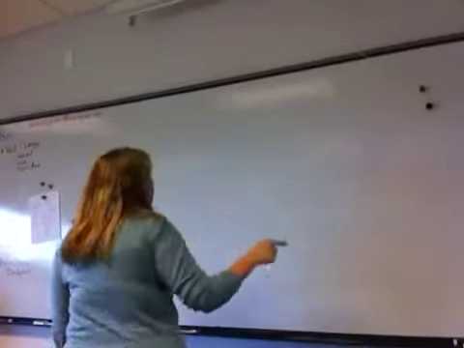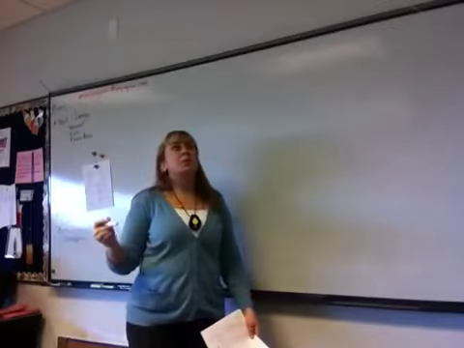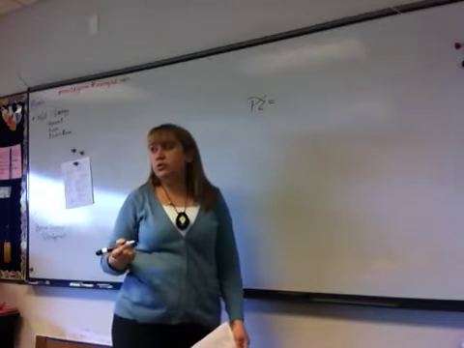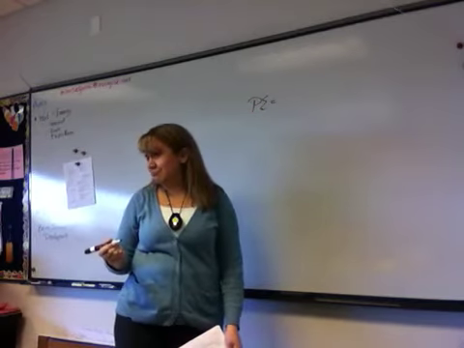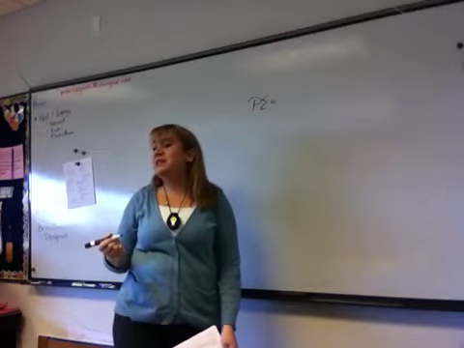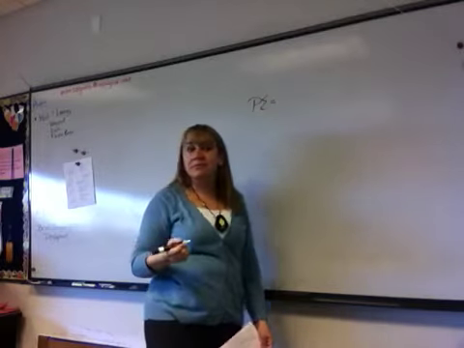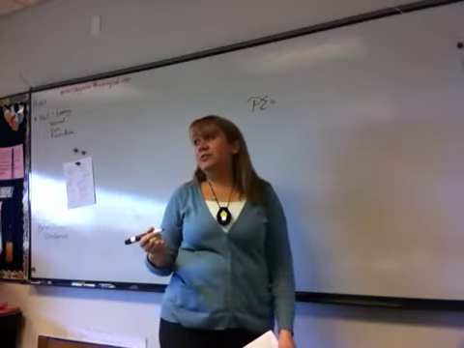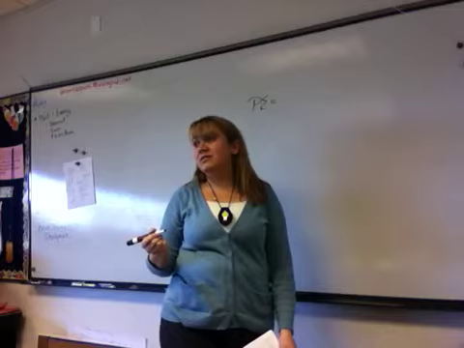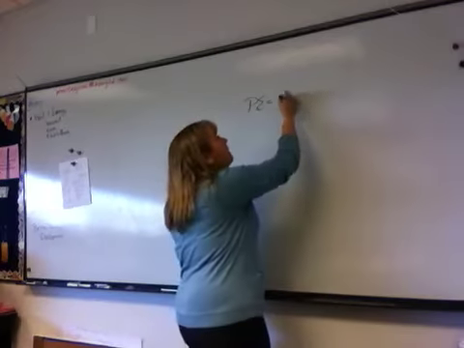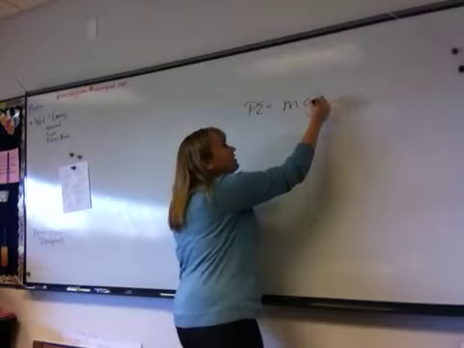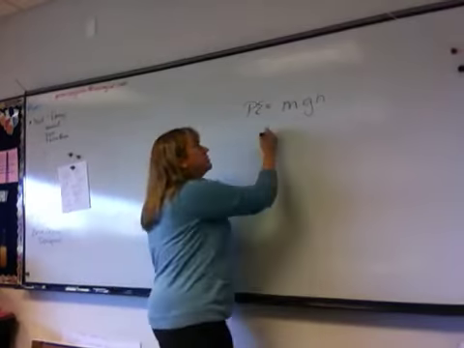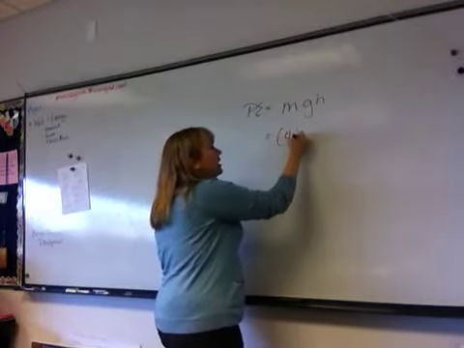All right, calculate the box's energy after it's lifted. So what kind of energy is it going to have after it's been lifted? Potential energy. So potential energy is equal to, what's the formula for potential energy? Where can we find the formula for potential energy? All right, mass times gravity times height. So what is the mass of the box? 40 kilograms.